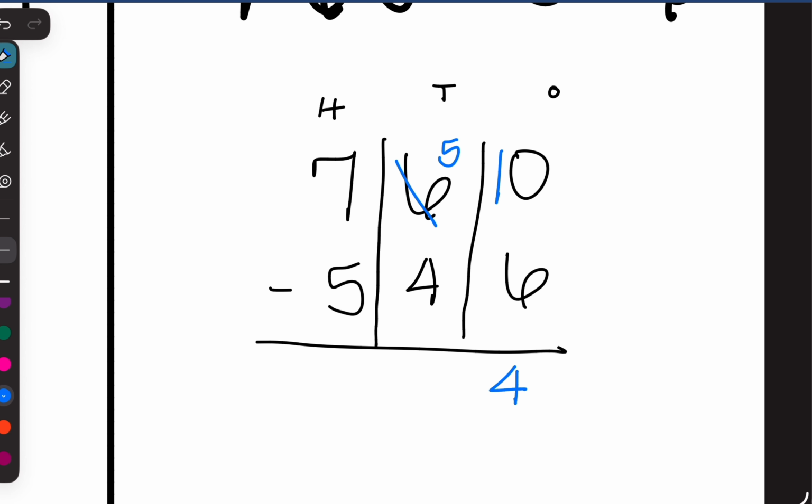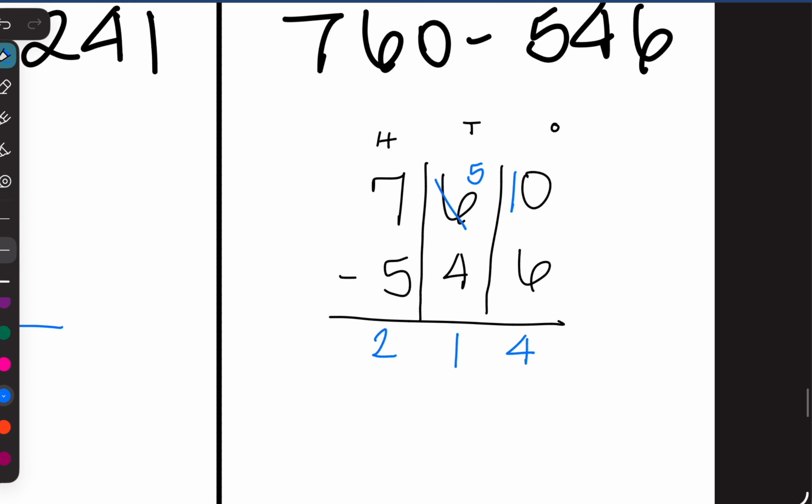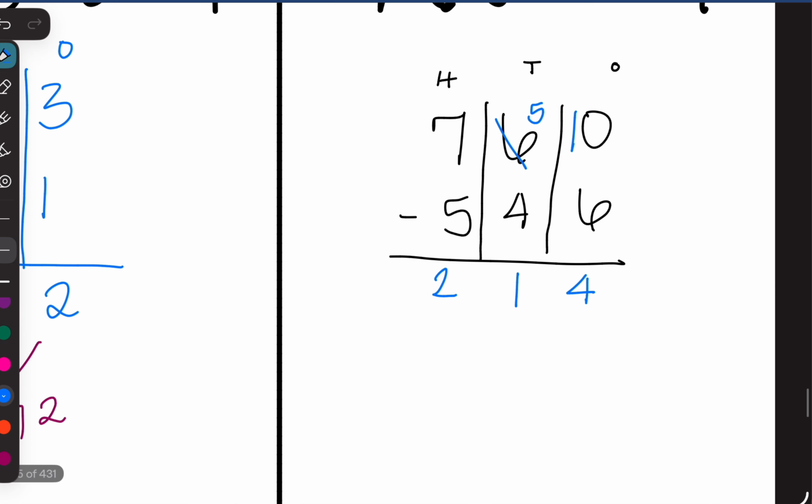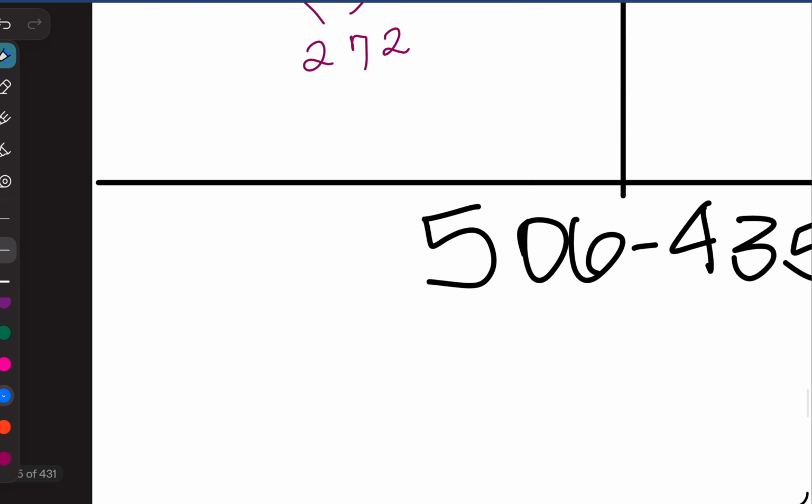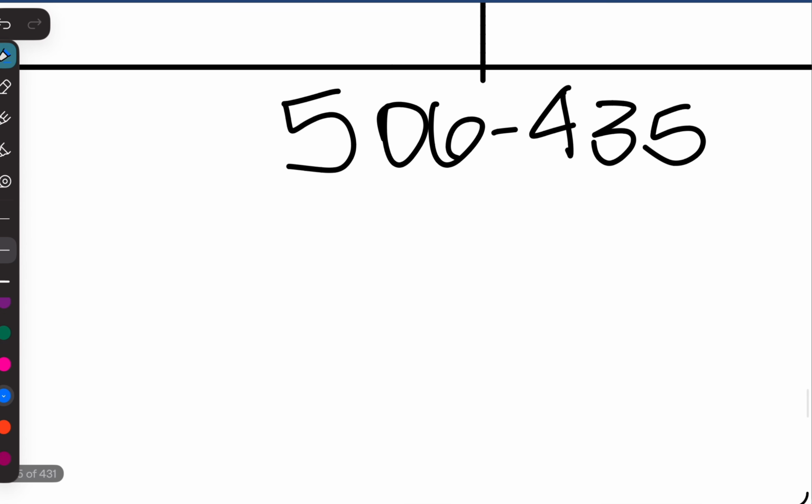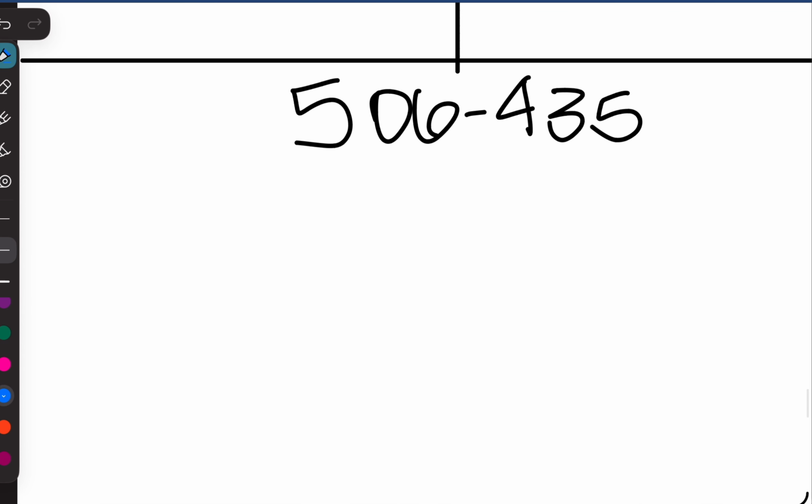Okay, so now I have 5 minus 4, which makes 1, and then I have 7 minus 5, which makes 2. Okay, so remember the only thing we did here is we took a 10 away from the tens place and we brought it over to the ones place to make room for a new 10. Alrighty, that's the process of regrouping there. And let's look at this last problem here. So the last problem is 506 minus 435. All right, so I'm going to set this up.